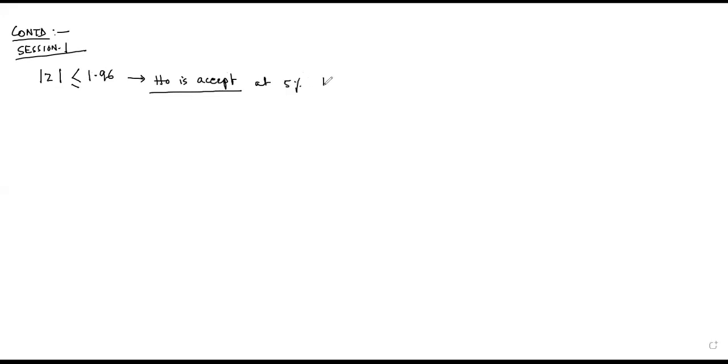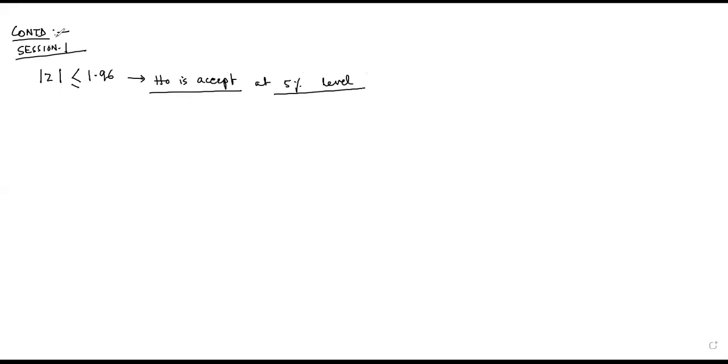I said that when mod z is less than or equal to 1.96, this class is the continuation of the previous session, session 1 of today's class. I said that when mod z is less than or equal to 1.96, you are going to accept your null hypothesis at some level of significance, which is 5%.